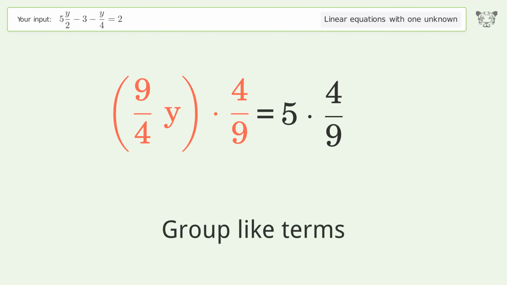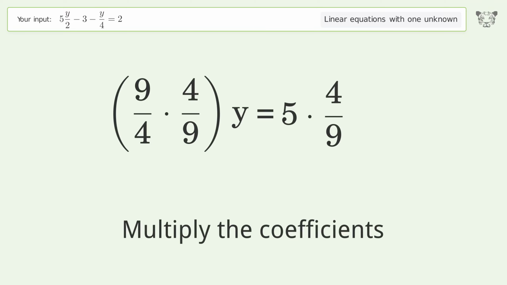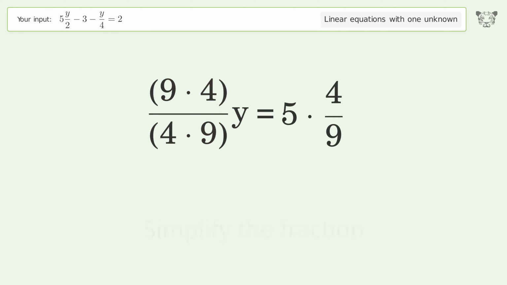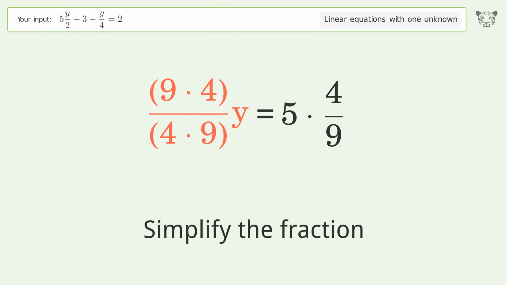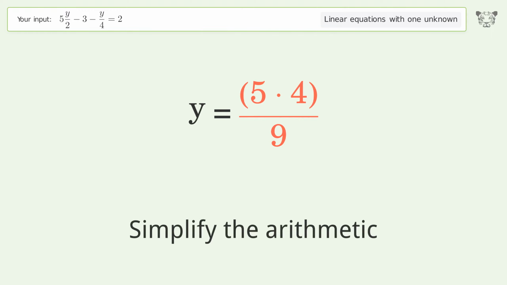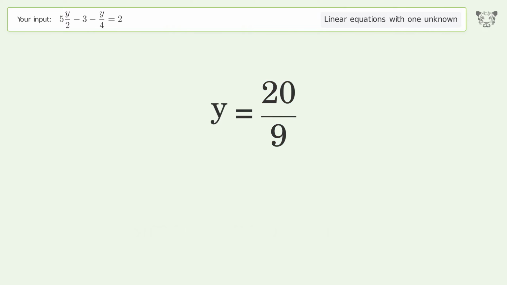Group like terms. Multiply the coefficients. Simplify the fraction. Multiply the fractions. Simplify the arithmetic. And so the final result is y equals 20/9.